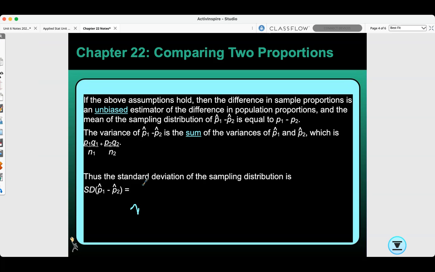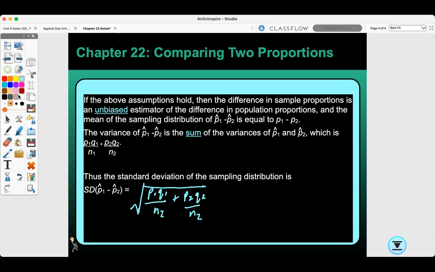the square root of P1 Q1 all over N1 plus P2 Q2 all over N2. And a lot of times you'll see hats with these, not just P1 Q1. So you could see P hat 1, Q hat 1, P hat 2, Q hat 2.